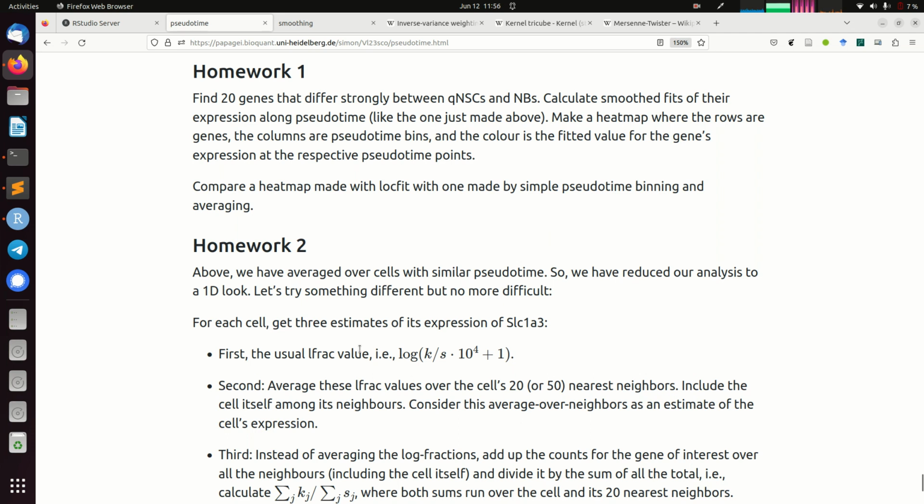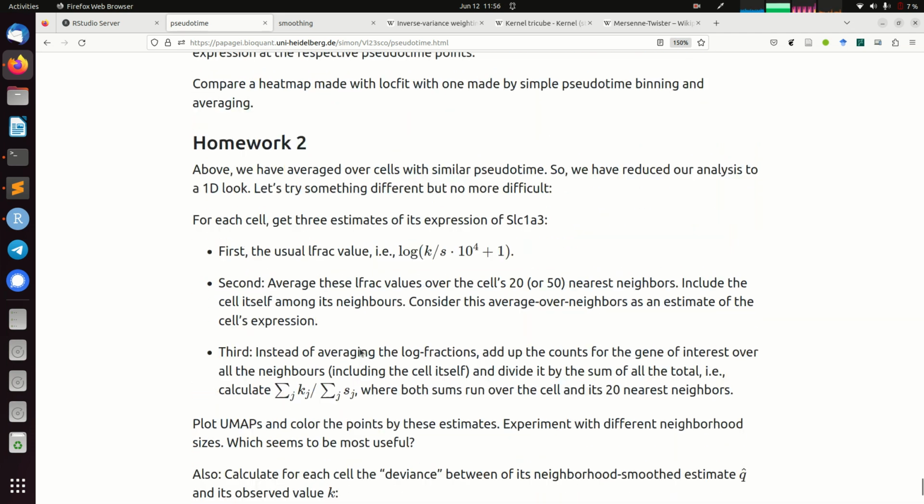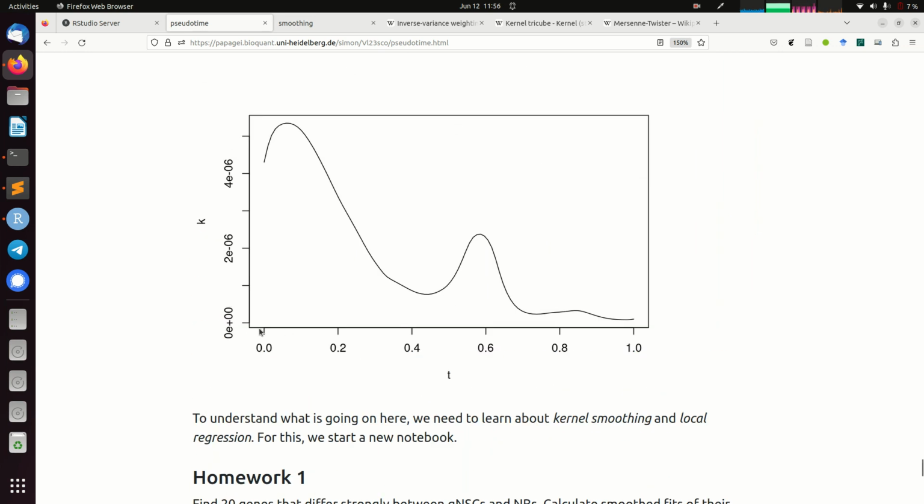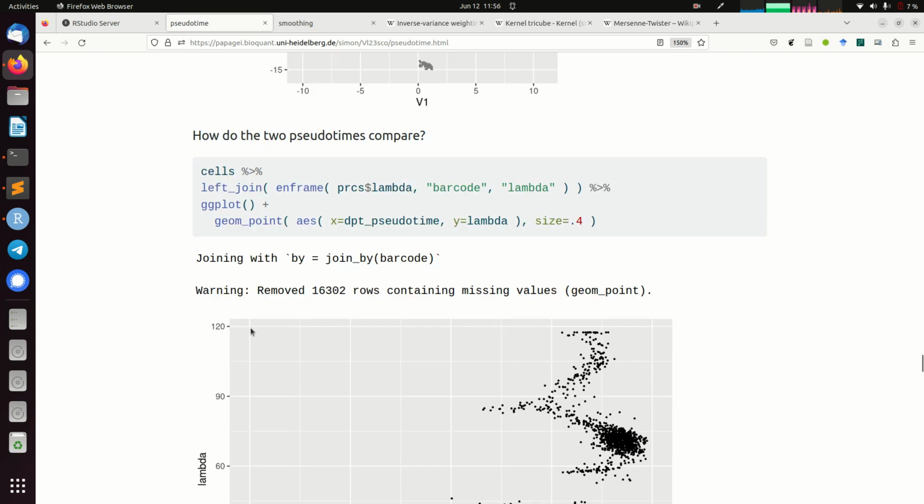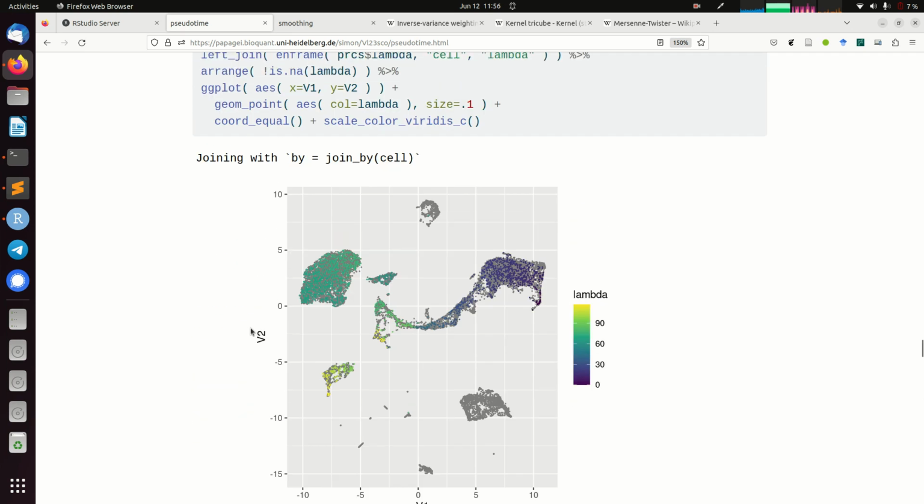The second homework was what I've just already mentioned. Here our x-axis is just the pseudotime. So we assume that the pseudotime perfectly determines the value. In other words, the value of the gene depends on our progression along this line, but it doesn't depend on the difference perpendicular to the pseudotime. This is of course not true. It might depend on that.